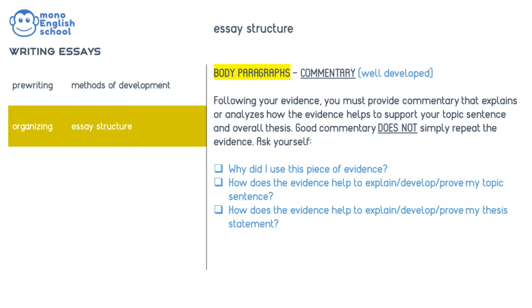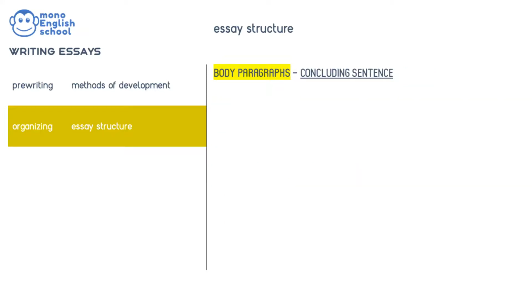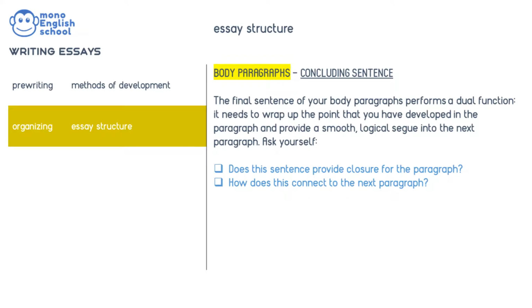The final element of the body paragraph is the concluding sentence. A concluding sentence wraps up the point made in the paragraph and links to the next paragraph. Again, some questions can help you to write your concluding sentence. For example, does this sentence provide closure for the paragraph? How does this sentence connect to the next paragraph?